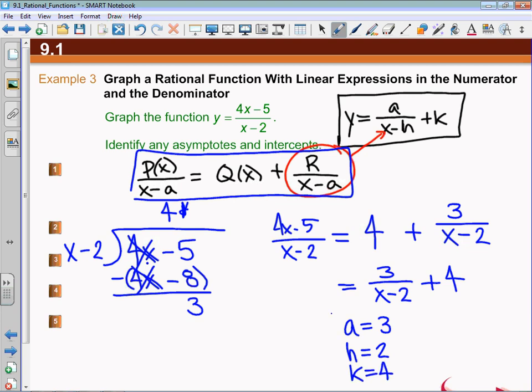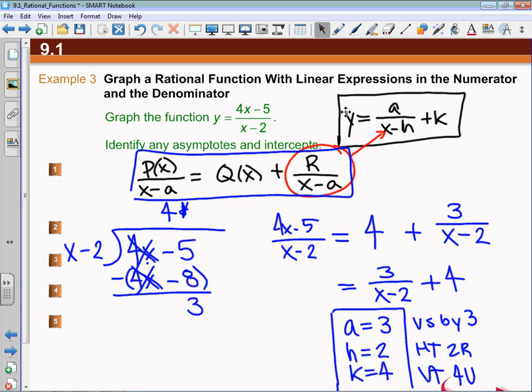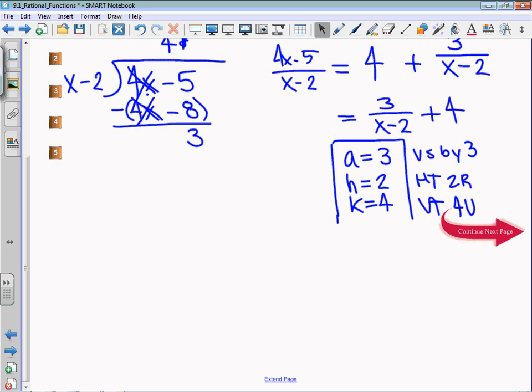Based on those parameters, we know that it's a vertical stretch by 3, a horizontal translation 2 to the right, and a vertical translation 4 up. Then we're right back to what we did in example 2 or example 1 without the translations. So one of the hassles in this question is how to go from a polynomial divided by a polynomial to that rational form. I'd like to show you the other way of doing this, even though it is not my preferred technique. I think it's important to see both.